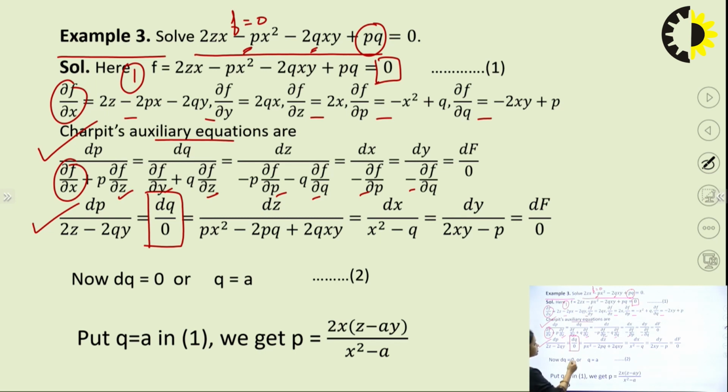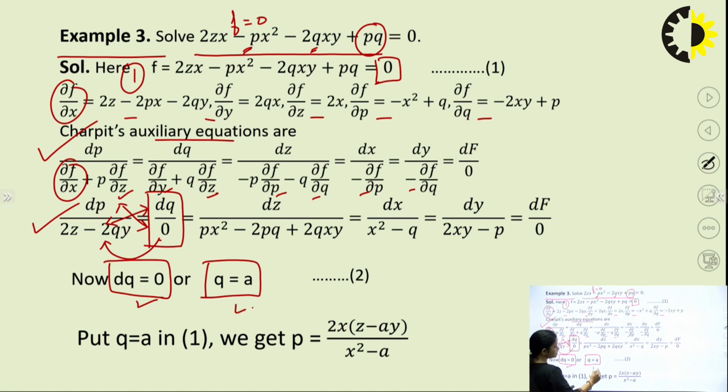in the auxiliary equation we have dq upon 0. See, if we take this fraction with any other fraction, then just by cross multiplication, we will have dq is equal to 0. And see, this equation can be solved by simple direct integration. So just integrate both sides, we will obtain q is equal to a.